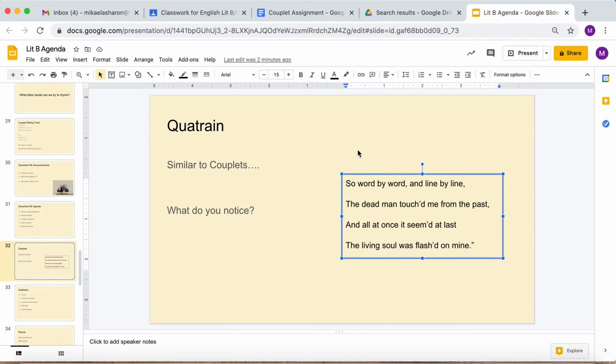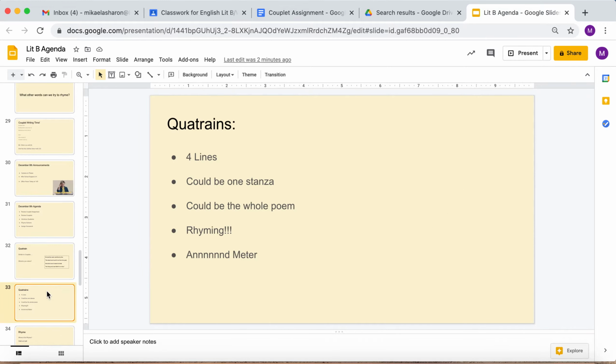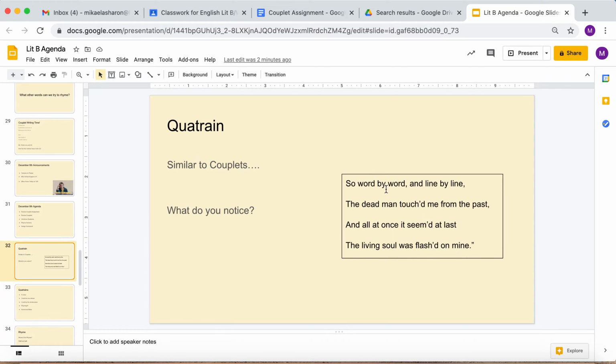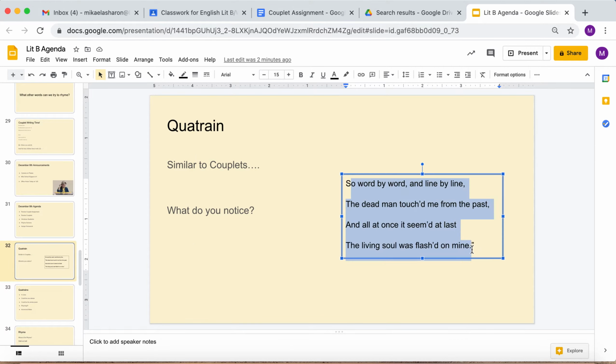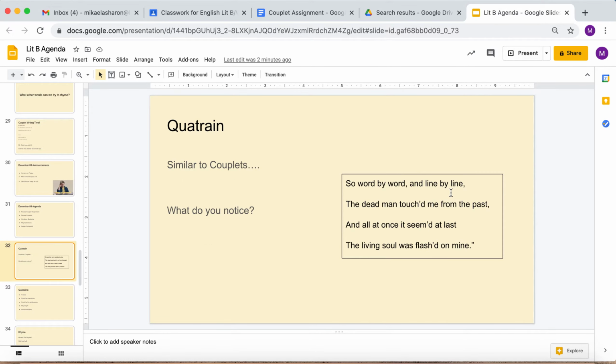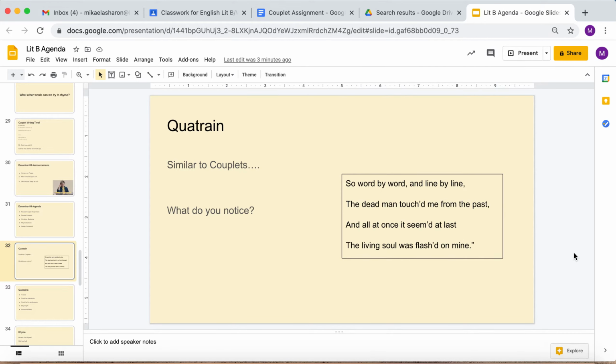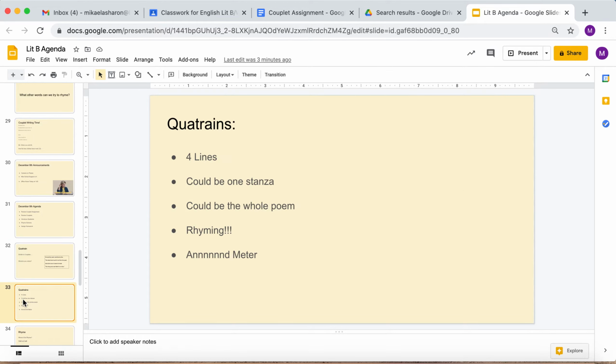And then we also noticed that every single line has the same number of syllables. So word by word and line by line, they all have 8 syllables. So a quatrain is 4 lines, and a quatrain, this could be an entire poem, or this could just be one stanza, but it's called a quatrain either way. There is rhyme in quatrains. As we saw here, these 2 lines were rhyming, and then this line and this line were rhyming. And there is also meter, which means that there's the same number of syllables in every line.